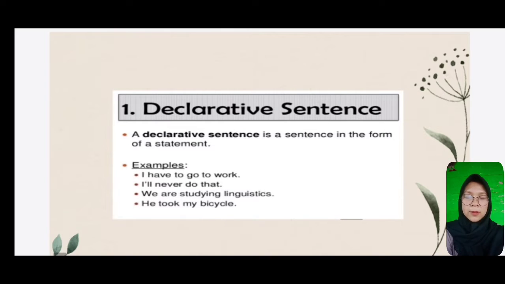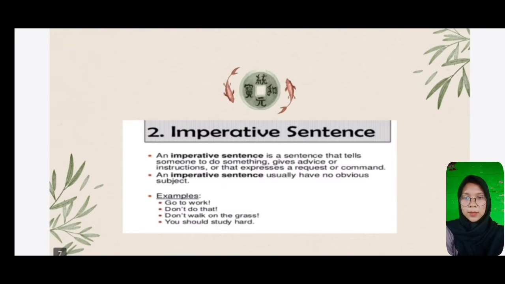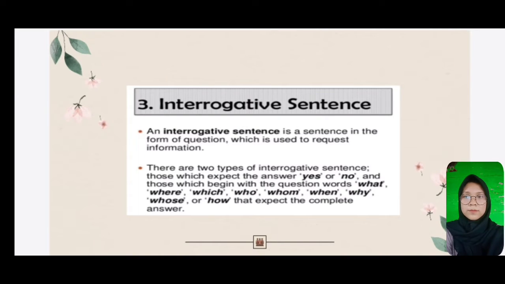Declarative sentence is a sentence in the form of a statement. Example: I hope to go to work. I'll never do that. We are studying linguistics. Imperative sentence is a sentence that tells someone to do something or gives advice or instruction. Example: Go to work. Don't do that. Don't walk on the grass.